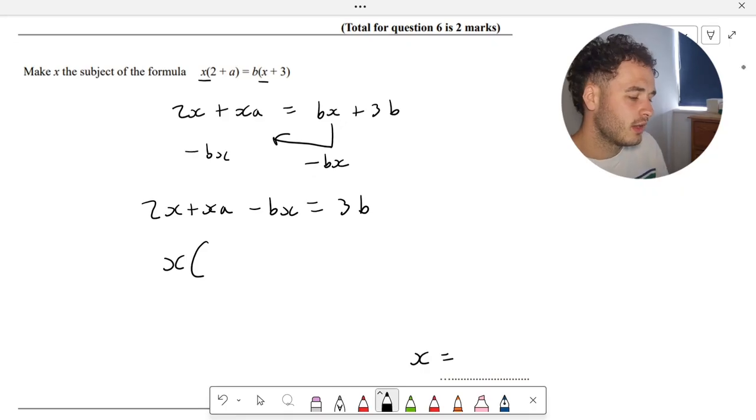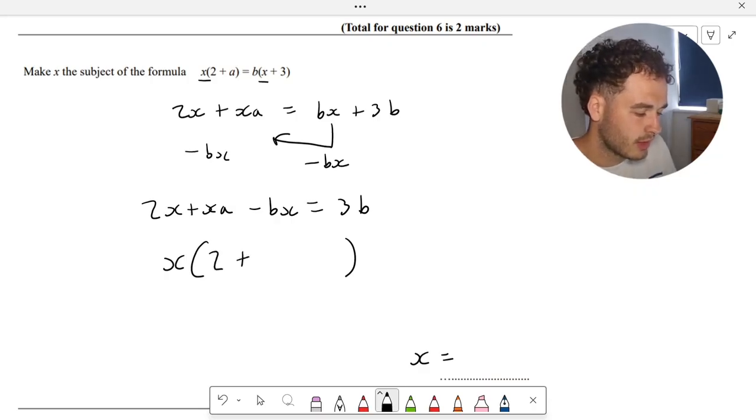So you're thinking, well, all of these terms have an x. What do I multiply x by to get back to each of these terms? Well, x times 2 is 2x. X times a is xa, and x times minus b is minus bx, and this equals 3b. So we're nearly there now. We've just got that x on the outside.